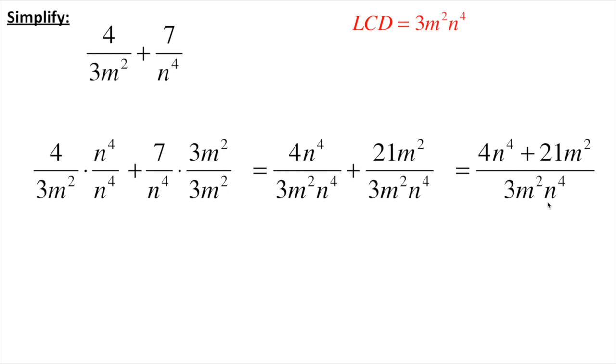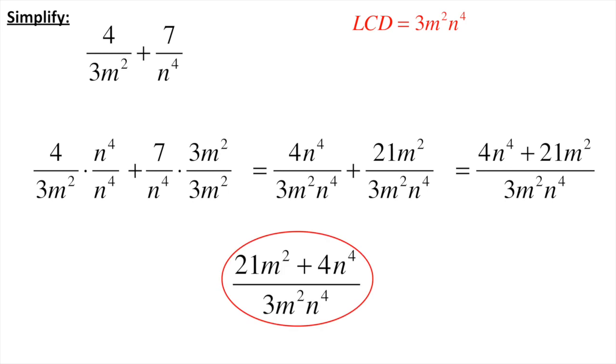Now, we need to make sure to write these in the correct order, and we call that standard form. The correct order would be the alphabetical order. So the m comes before n in the alphabet, so when we write this one, we're going to make sure to write it as 21m squared plus 4n to the fourth. I didn't change the value, I just put this 21m squared in front of the 4n to the fourth. The denominator stays the same.